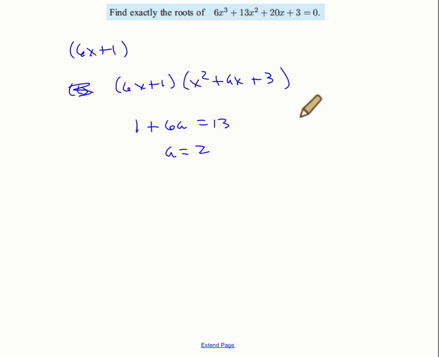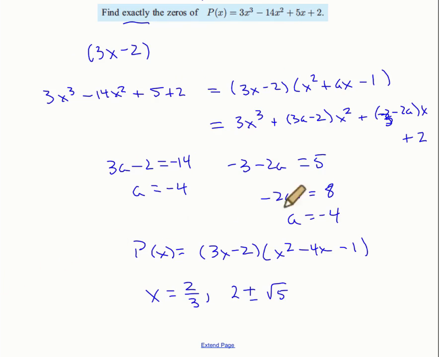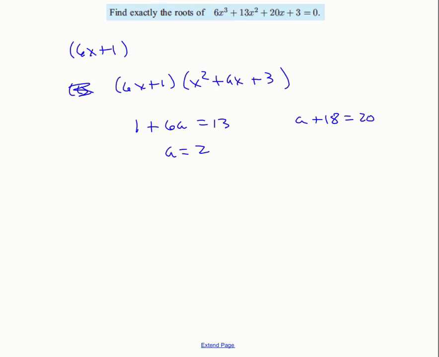Also, you can do another check. A plus 18 would be equal to 20. And again, that's just like I did before, where I expanded out and then equated coefficients. I'm just not showing you this step here because I know you know how to do it. And so here I get a equals 2 again, so we can use that as a check. So now I get 6x plus 1 times x squared plus 2x plus 3.